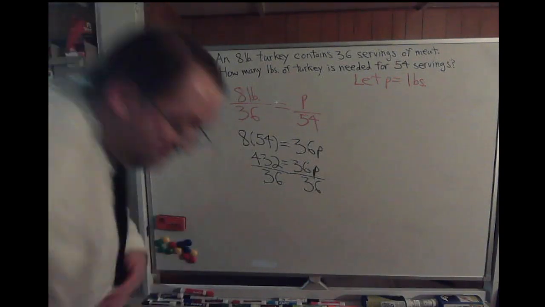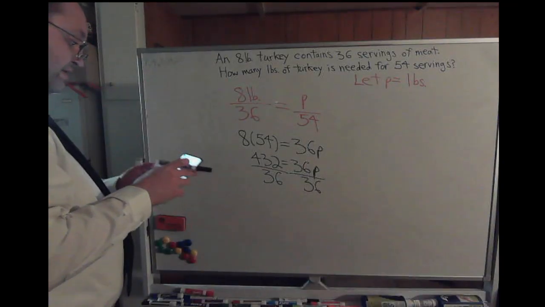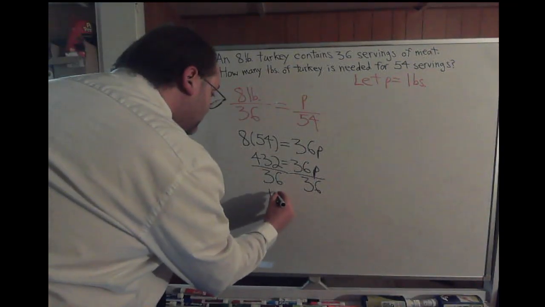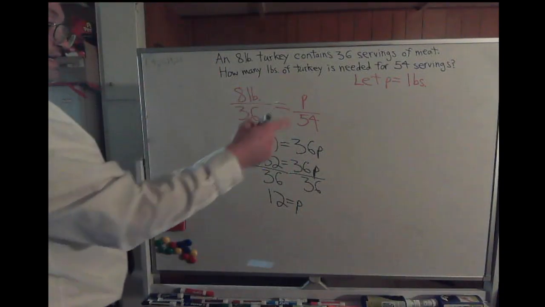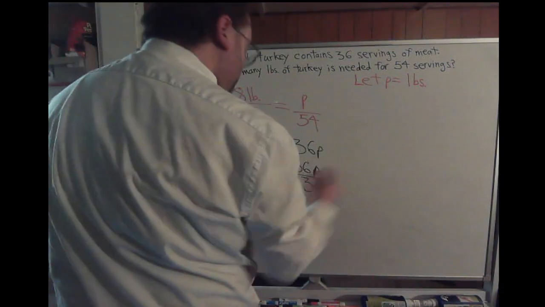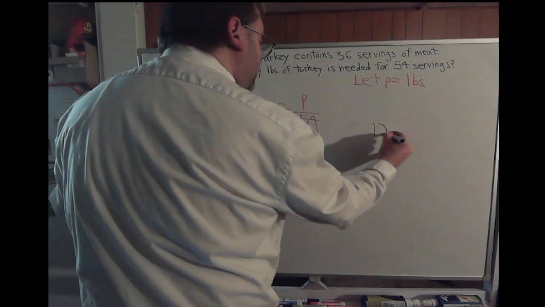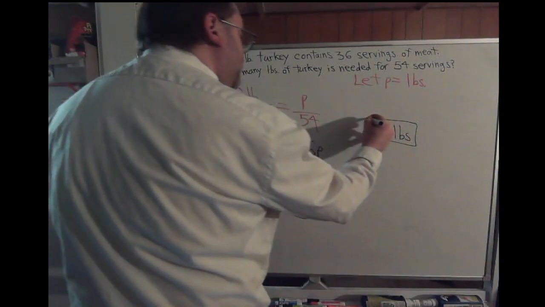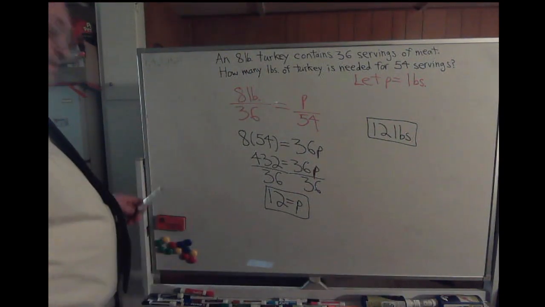Alright, so let's do 432 divided by 36. According to this, 12 equals P, which means P is the number of pounds, so you would need a total of 12 pounds. You need 12 pounds of turkey in order to make 54 servings.